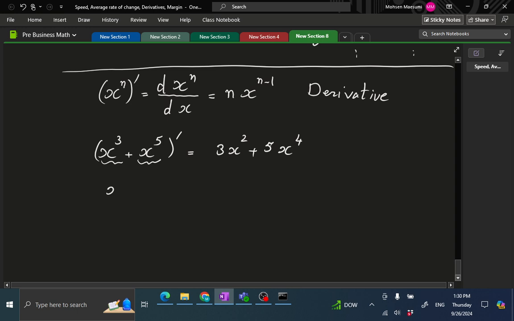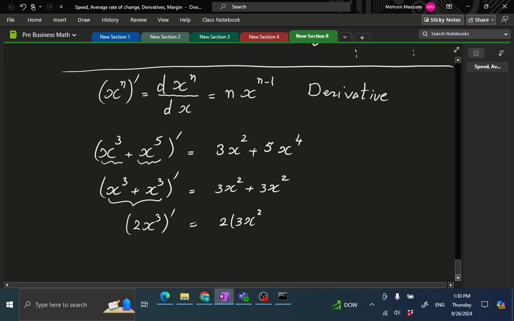Well, what if I had x cubed plus x cubed? That looks rather odd, but let's go ahead and do it. This is 3x squared plus another 3x squared. Of course, you say, wouldn't it have been a lot better to write this as 2x cubed? Of course, yes, that's better. And then how about here? This is twice times 3x squared.